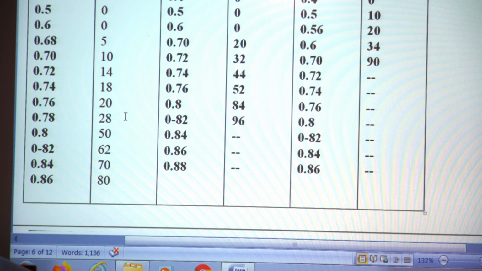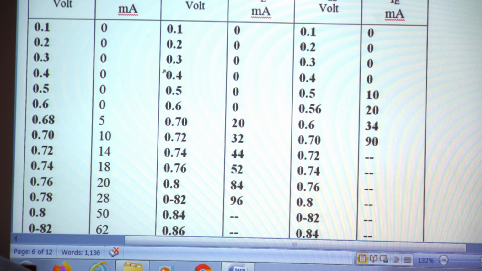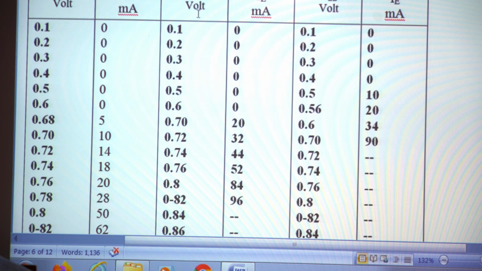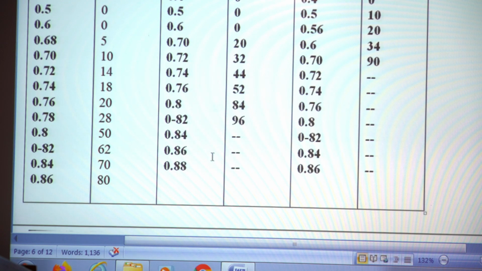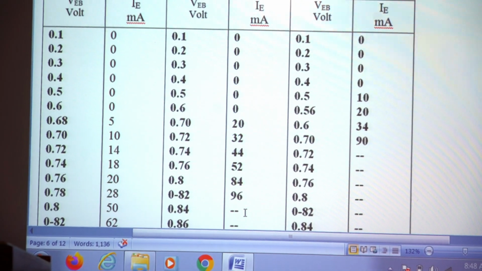Now with the values of IE and VEB, we plotted the first curve. Then again it is repeated. We took a value of VCB, collector base voltage, of 4 volt. There also we changed the value of VEB. Initially, up to 0.6 the emitter current is 0. Then when it is 0.7 the emitter current becomes 20, and thereafter it starts increasing. For about 0.82 the emitter current becomes 96. So the second curve of the input characteristics is plotted with the help of these values of VEB and IE.